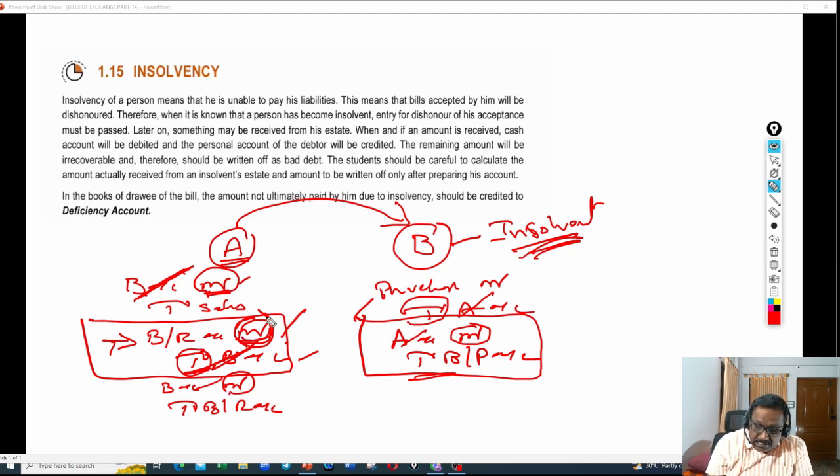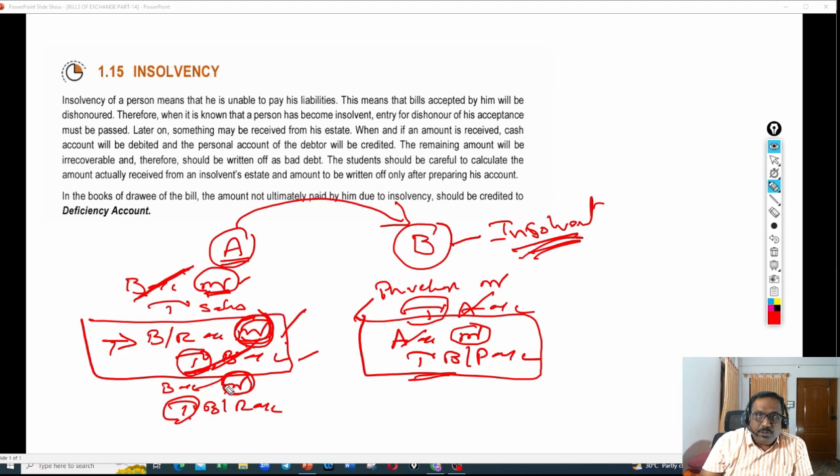Previously, bills receivable was showing a debit balance as if we are supposed to receive this amount from B. Now bills receivable has become nullified. By posting a dishonor entry, B account has become a debit balance in my books. So that means this amount has to be received from B. B will be showing as a debtor in my books.